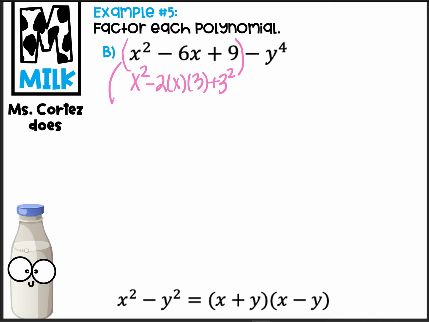I'm going to factor this portion of my expression as x minus 3 squared, just like we did on the previous example, in part A of this example, minus this y to the fourth power, which can be factored as y squared, squared.